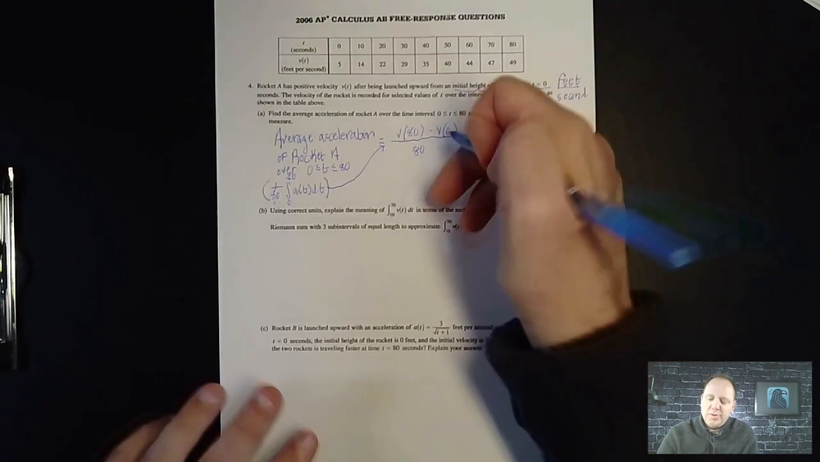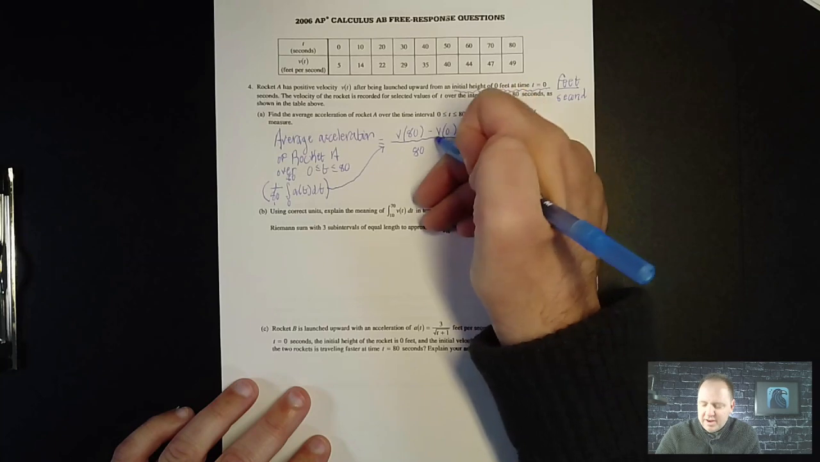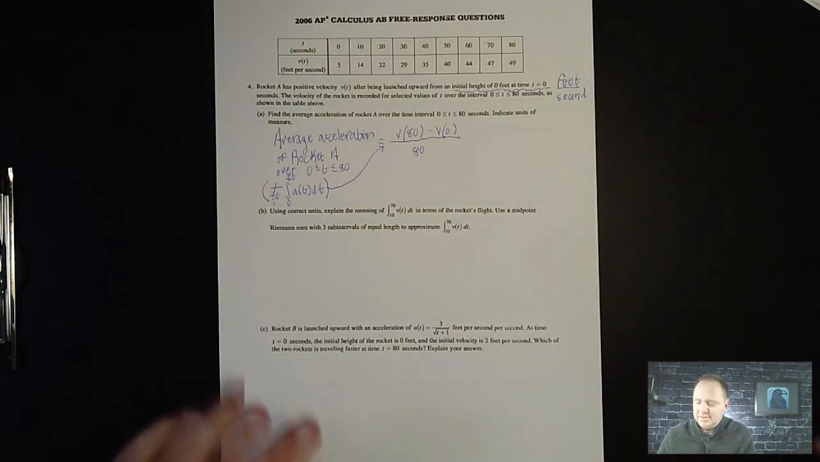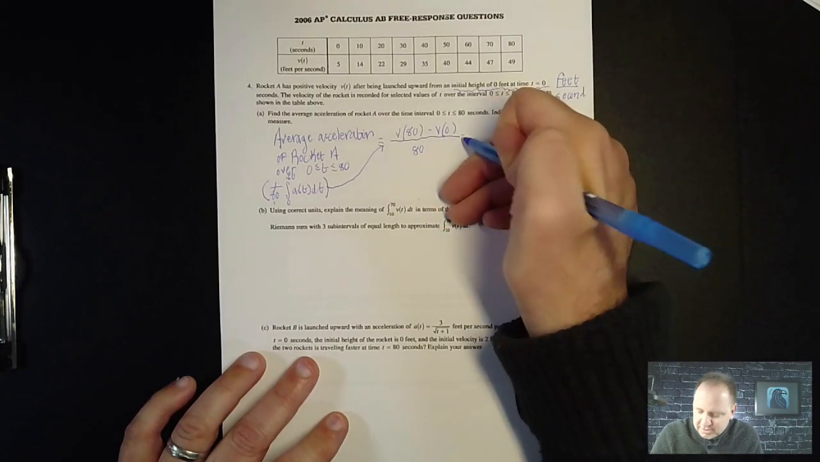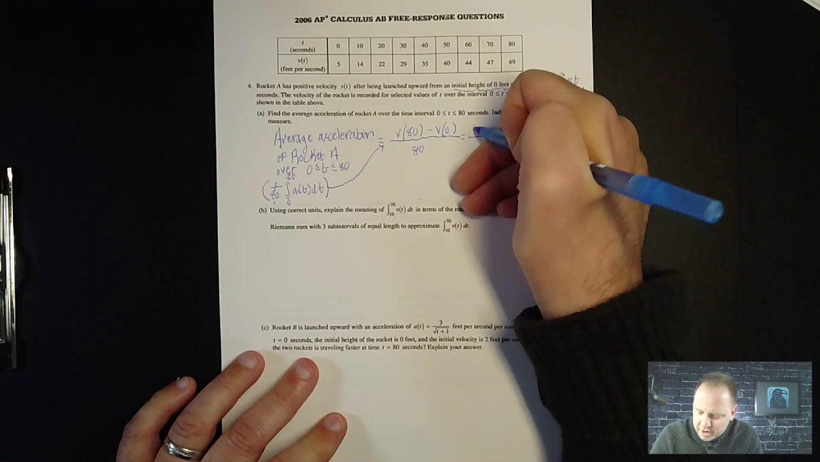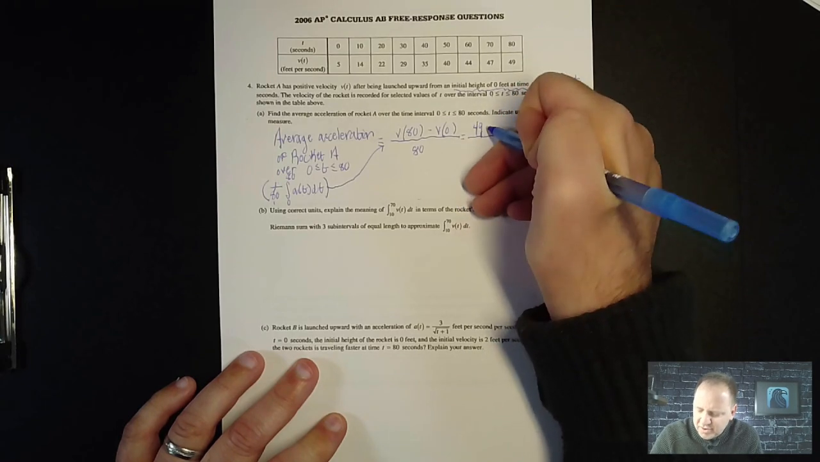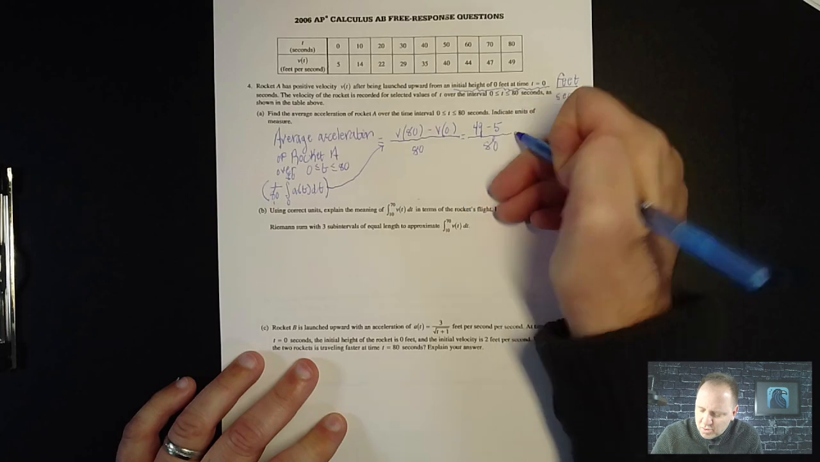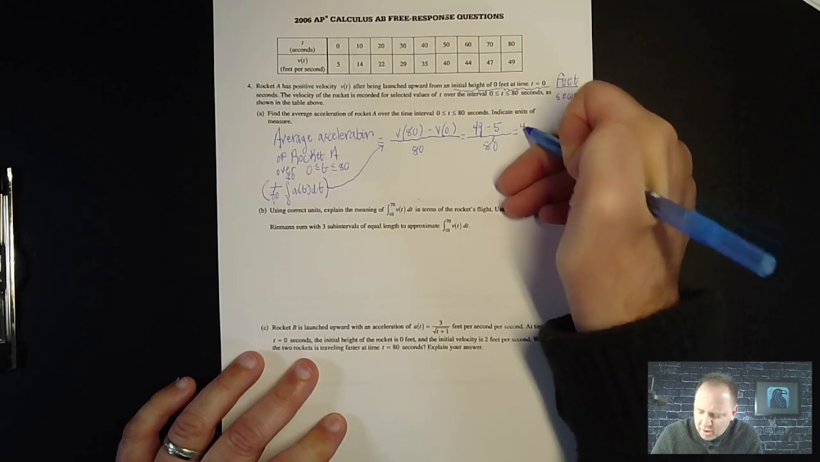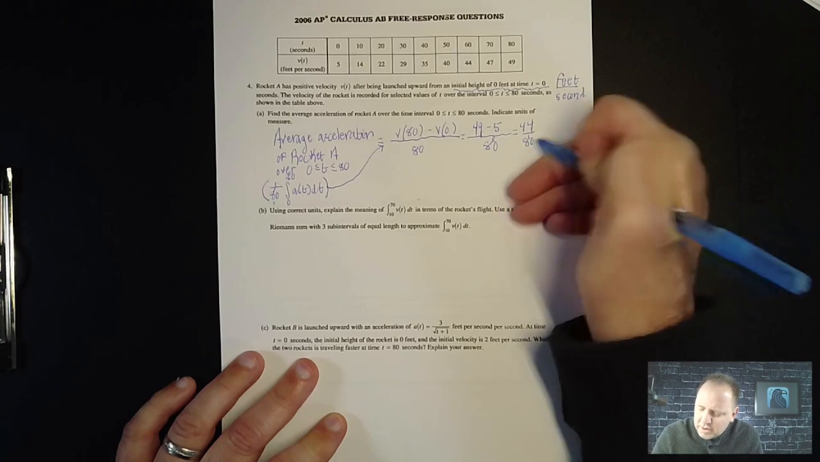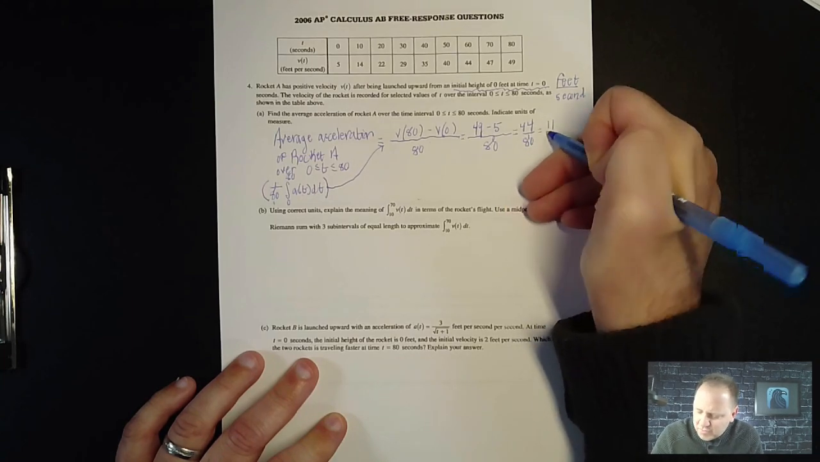Well, that's just the slope of the secant line from 0 to 80 on my velocity graph, which would be the same thing as my average acceleration. Do you know that? All right, so let's calculate this. We don't get a calculator, remember. V of 80 is 49. V of 0 is 5. All over 80. That gives me 44 all over 80. Divide by 4, that gives me 11 over 20.